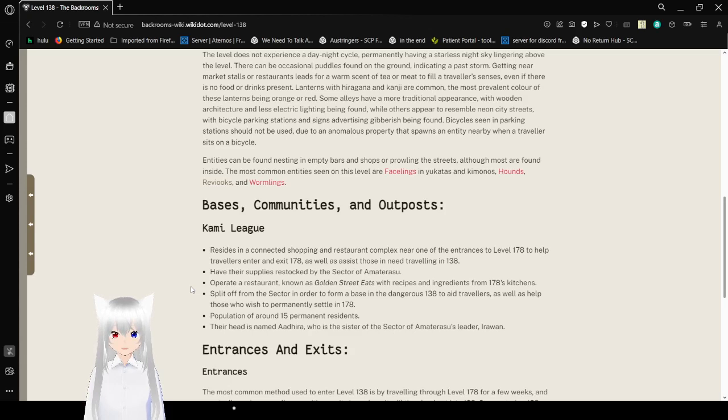Entities can be found nesting in empty bars, in shops, or prowling the streets, although most are found inside. Most common entities seen on this level are facelings in yukatas and kimonos, hounds, ryoryuks, and wyrmlings.